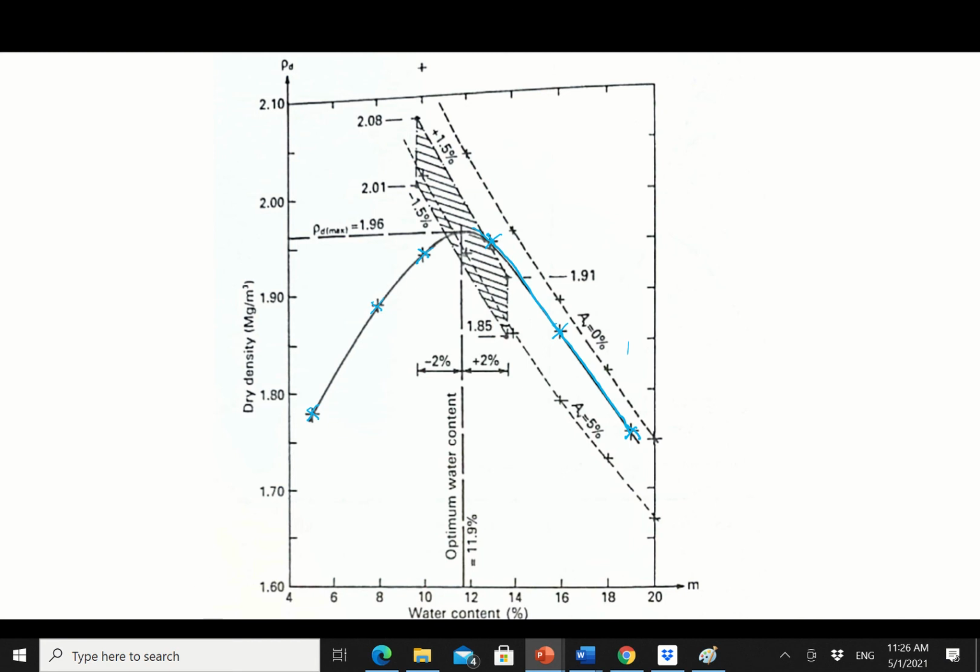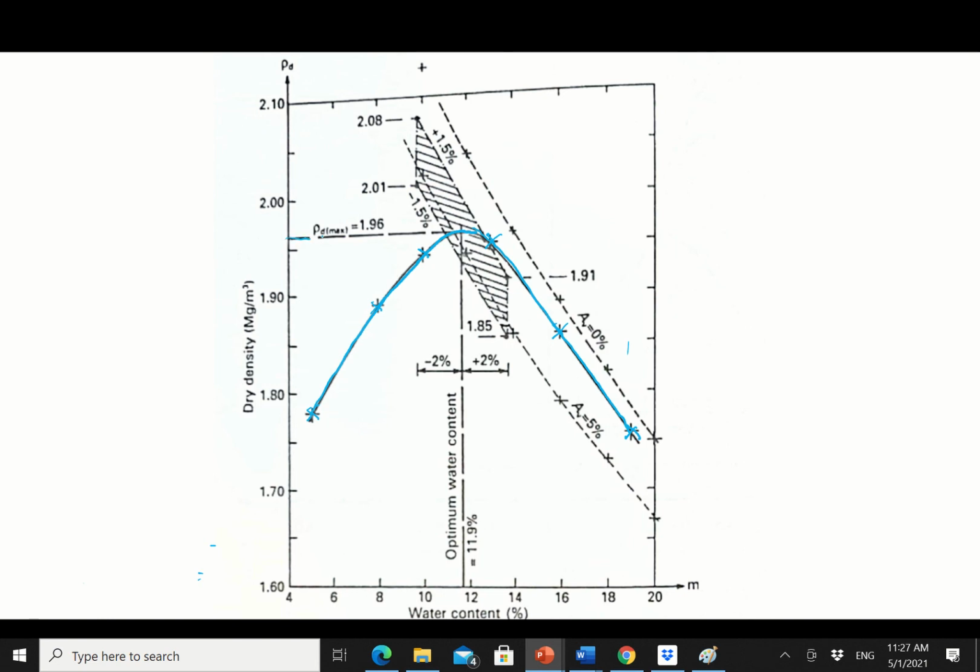Right, so you get the compaction curve here. Okay, you get the compaction curve. So once you get the curve, you are already done with the compaction curve.